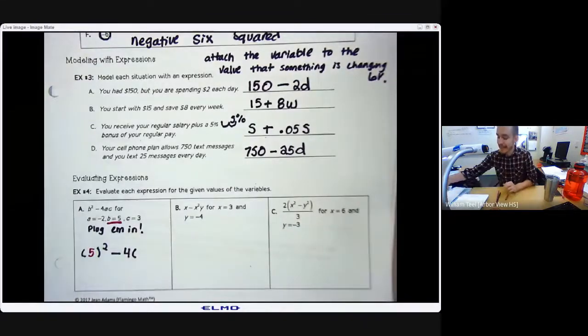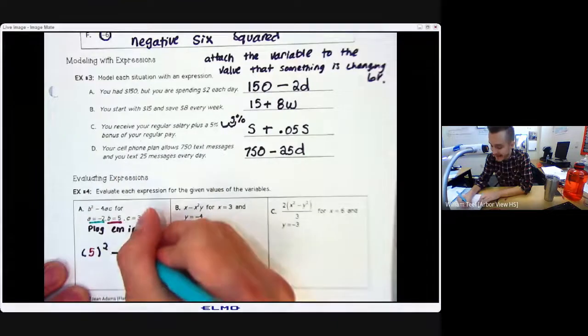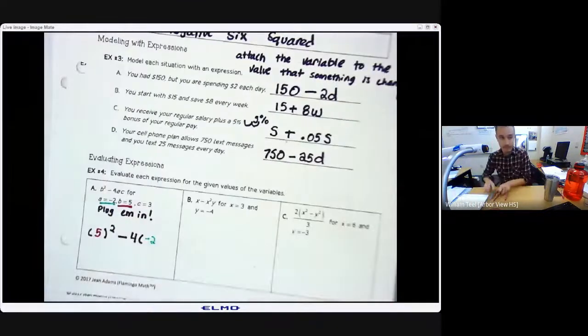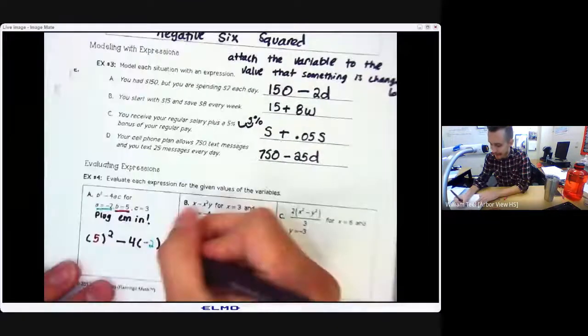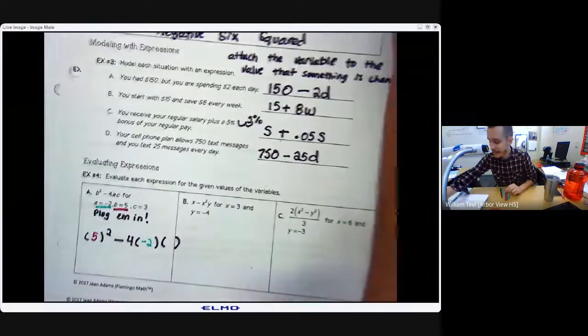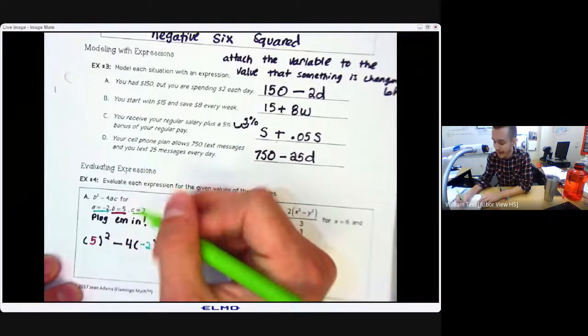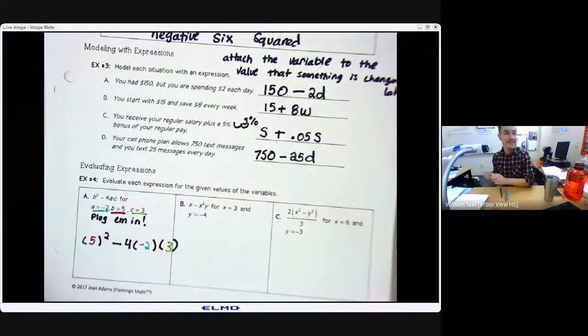Now, since I'm plugging in a, I know that a is -2. So instead of a, I'm going to say -2. And then I'm still multiplying by c at the end. And I'm going to make c green here. C is 3, so I'm going to plug in 3 where I see that c. So instead of b squared minus 4ac, I now have 5 squared minus 4 times negative 2 times 3.